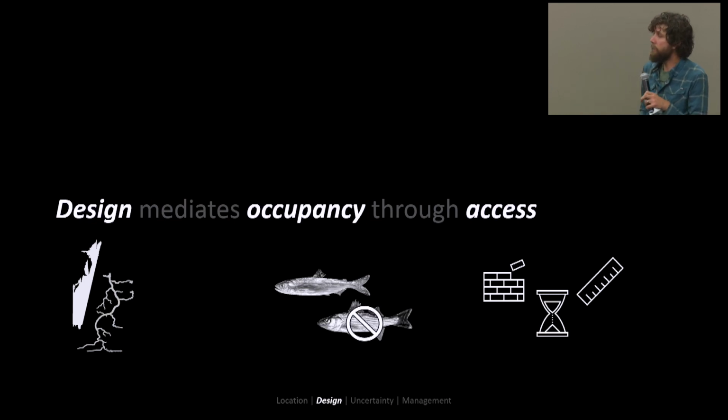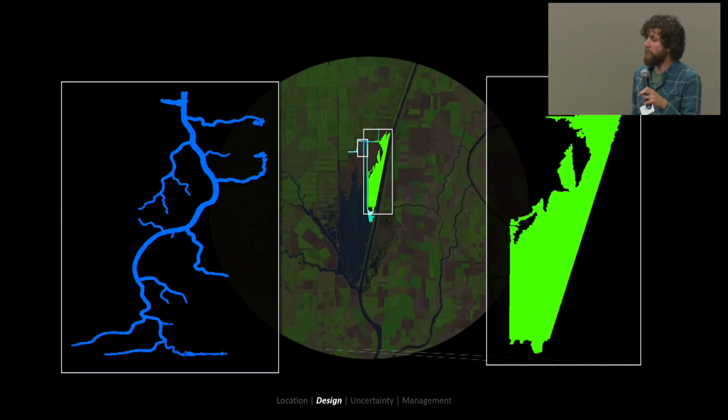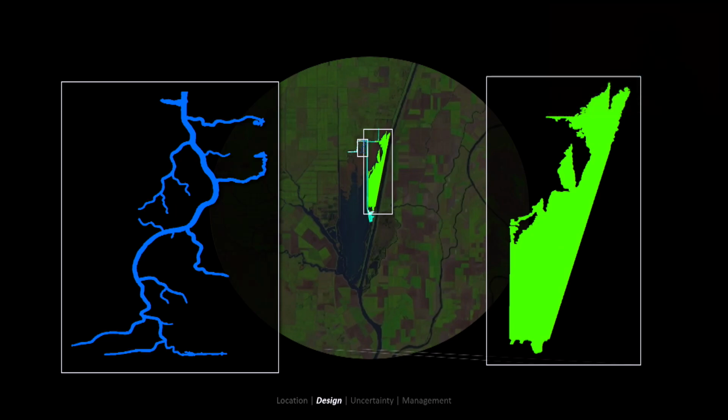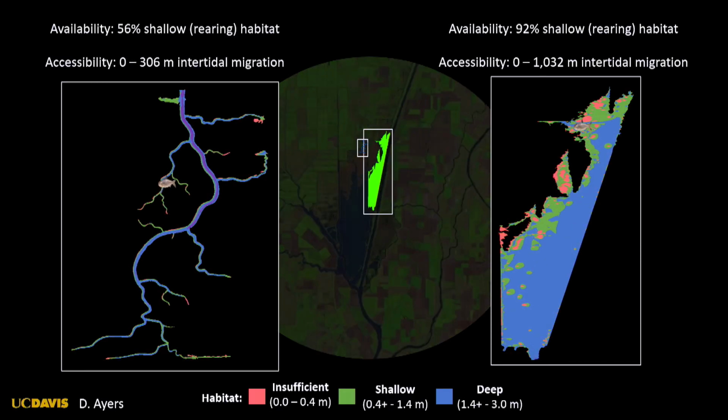But another way that design can mediate occupancy is just through affecting access and accessibility. So again, looking at these two habitats in the Cache Slough complex, Liberty Island Conservation Bank on the left, Little Holland Tract on the right. I'm going to rehash some of the work that Dave presented in the design talk, but with a different lens or a little more detail. So the changing colors here represent the different depth categories as they fluctuate over time.